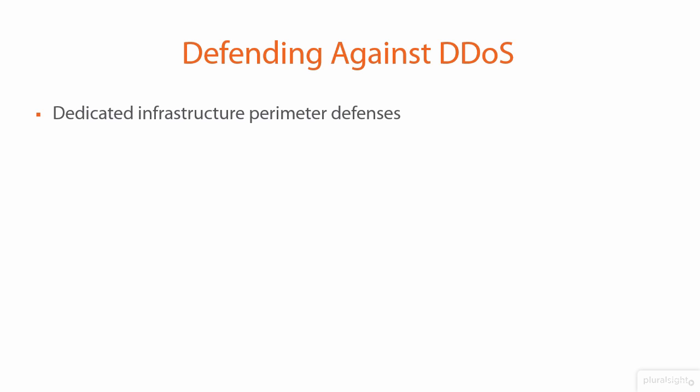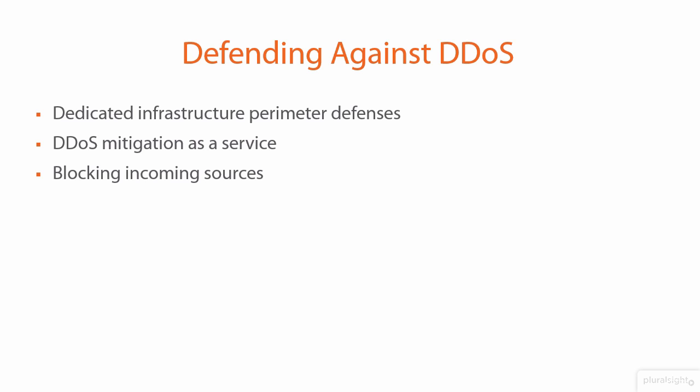An alternative to that is DDoS mitigation as a service. And I'm going to give you an example of that on the next slide. But this is where you get DDoS mitigation as you'd get in a traditional perimeter defense model, but somebody else provides it, and they provide it as a managed service that sits in front of the web application. We'll take a look at that a bit more closely in just a moment. Of course, another option is simply blocking incoming sources of traffic.